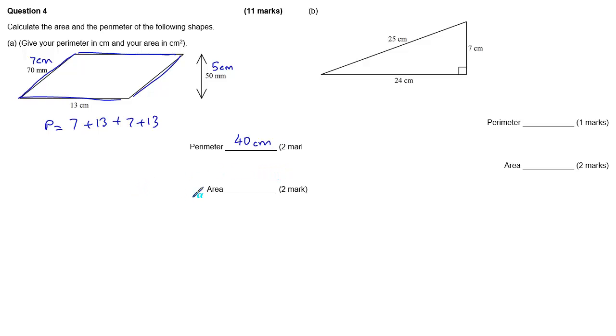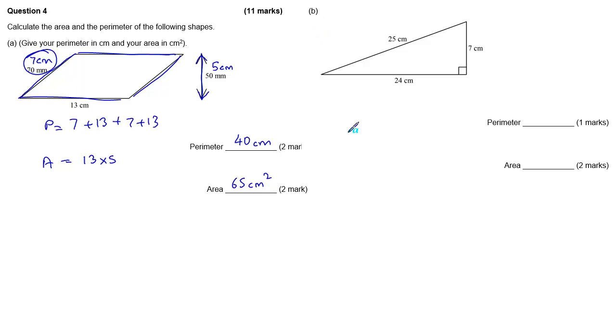Now when we come to work out the area, which is base times height, remember that this isn't the height, it's this that's the height. So that's going to be 13 times 5, which is 65 centimetres squared.